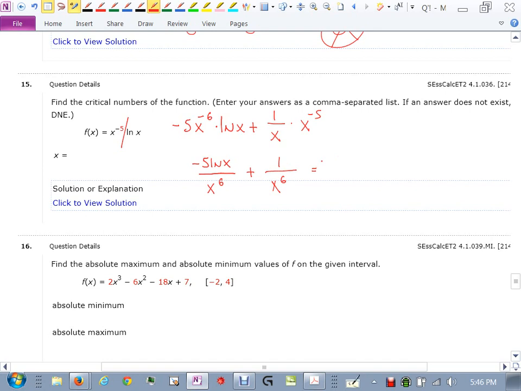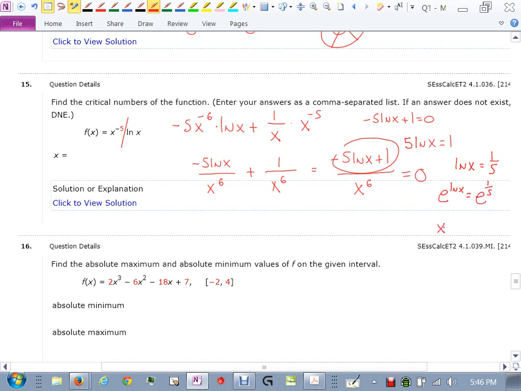They have the same denominator, so negative 5 natural log x plus 1, over x to the 6th, equals 0. Now, when can the top be 0? Well, that's going to be 0 when negative 5 natural log x plus 1 equals 0, which means that 5 natural log x must equal 1, which means natural log x must equal 1/5. And now to get x by itself, we take e on both sides.